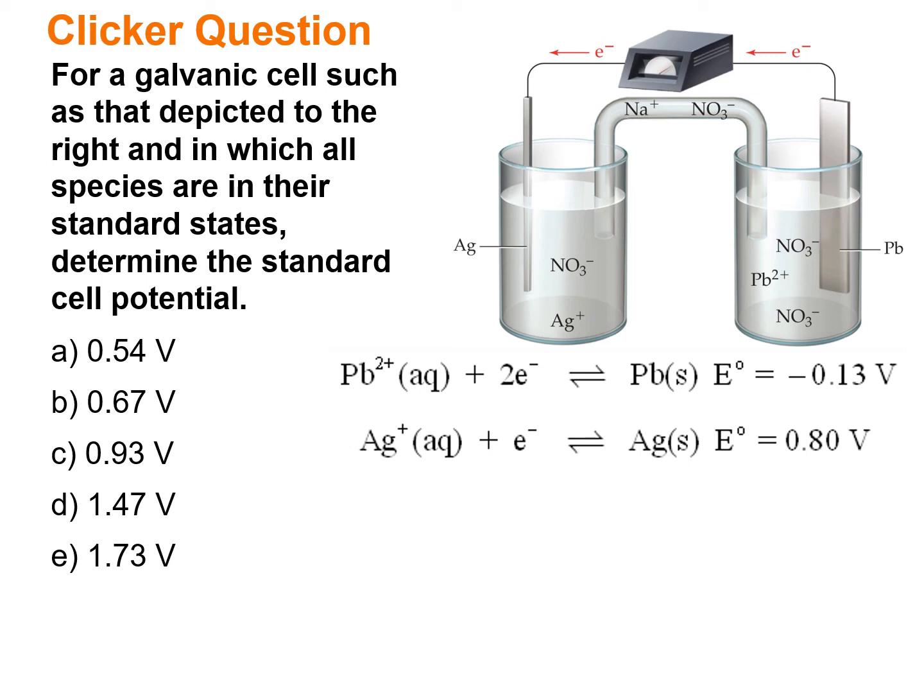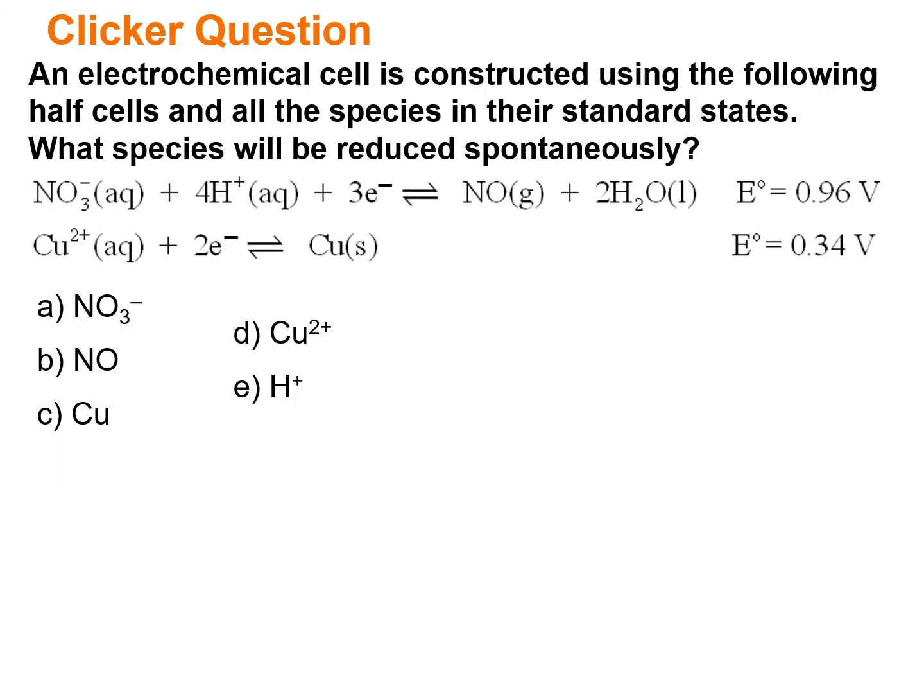That you shouldn't be doing that. Remember, you just add them. You don't multiply to balance out. And so we should get that 0.93 volts.